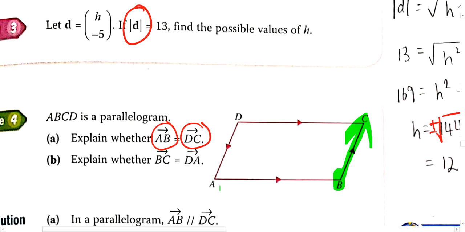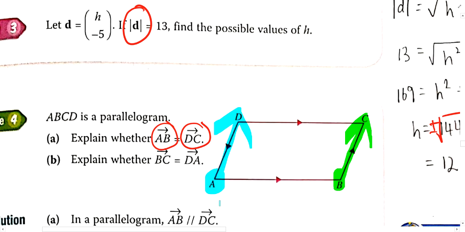Negative tells us that the direction is opposite, yes? So DA looks like this, from D to A. Now if I go in the opposite direction, this is what I'm going to get, from A to D. Okay? Negative DA. Opposite direction.